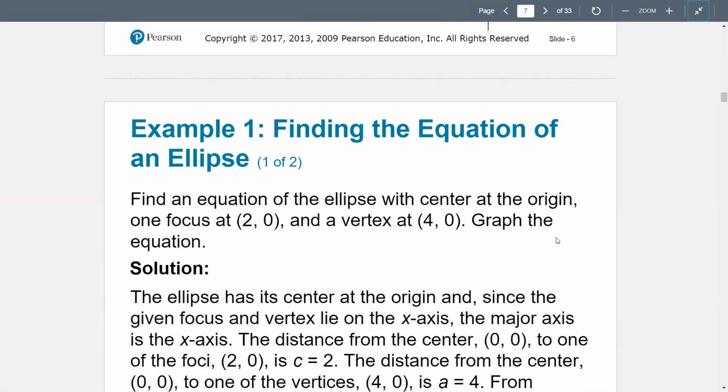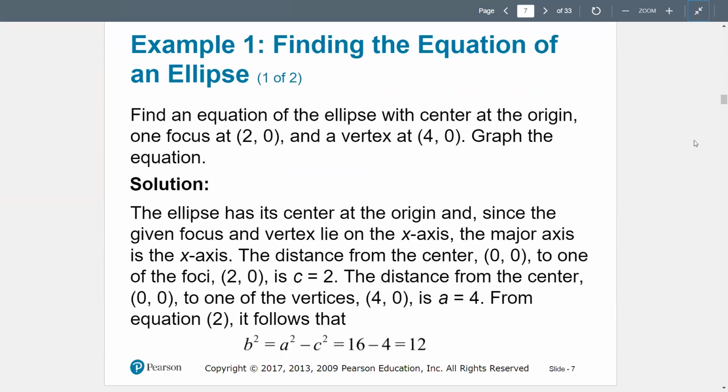An example. Yep. So if we're finding the equation of an ellipse, we're given the center at the origin, one focus is located at 2, comma 0, and the vertex is at 4, 0. So we want to graph the equation.